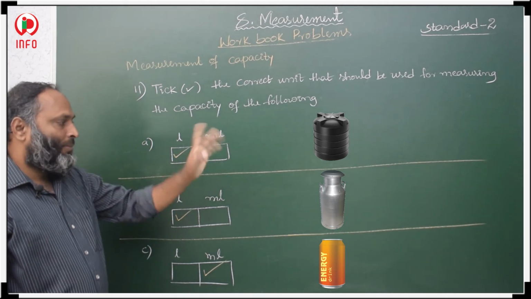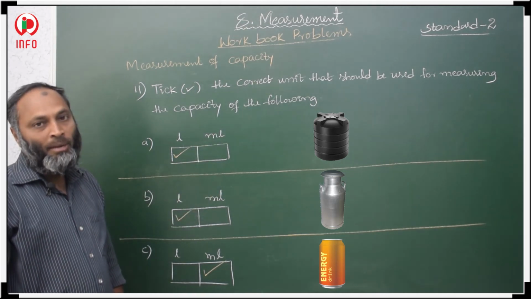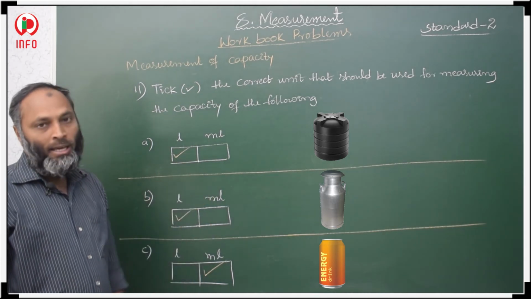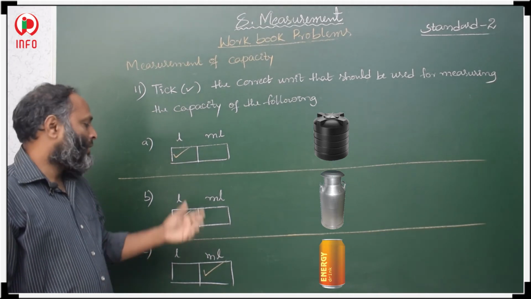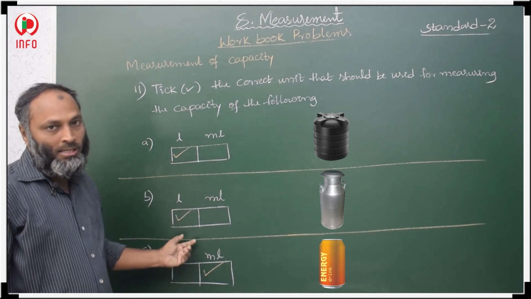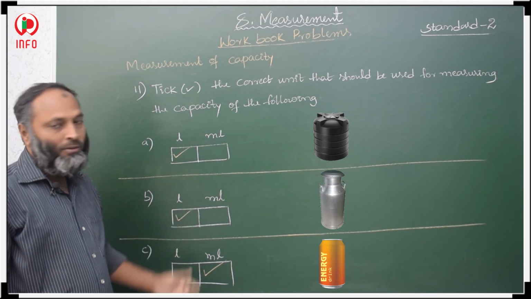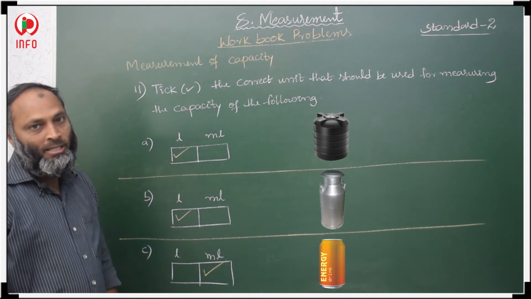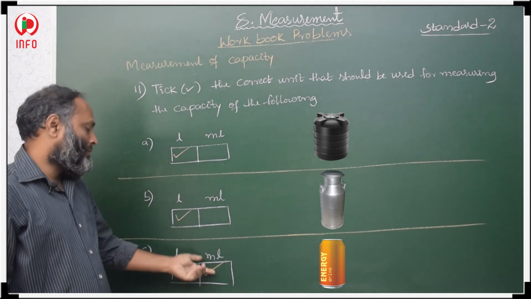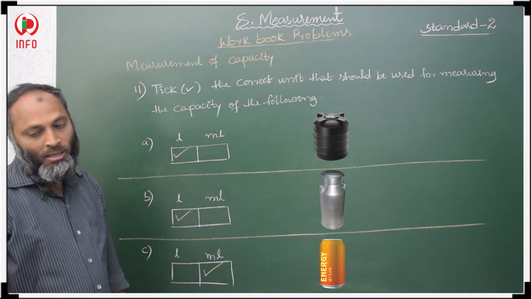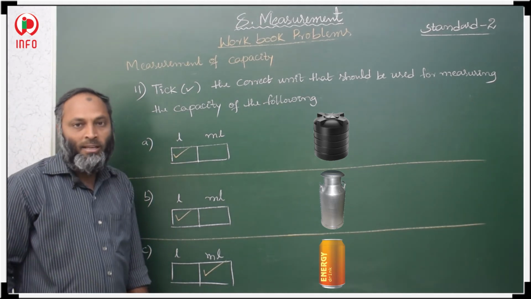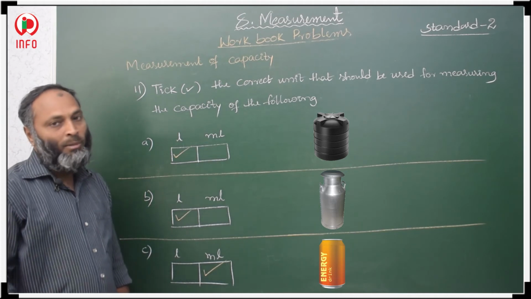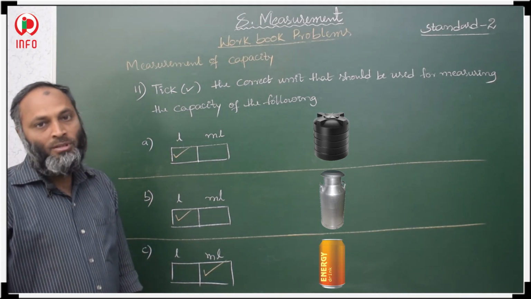The first one, water tank holding a big capacity. So, bigger units we have to use, liters. And after that, milk can is also holding a big capacity, so the bigger units we have to use, that is liters. Then after that energy drink holding a small capacity, smaller units we have to use, that is milliliters. And in your picture the last one is given, that is water jug, holding smaller quantity, so we have to use milliliters there.